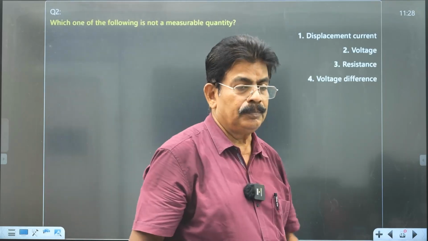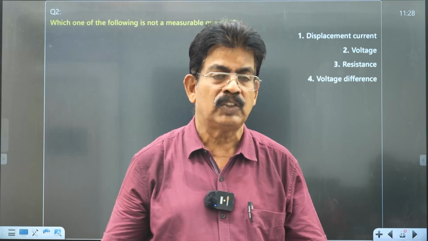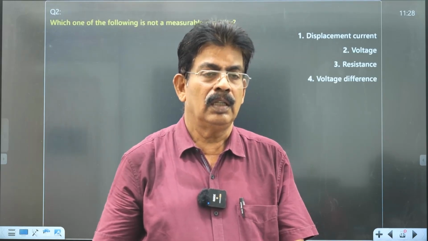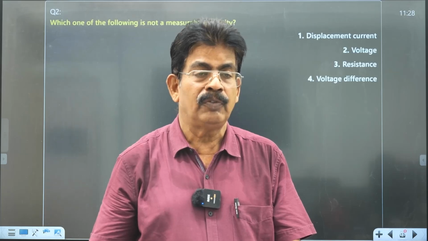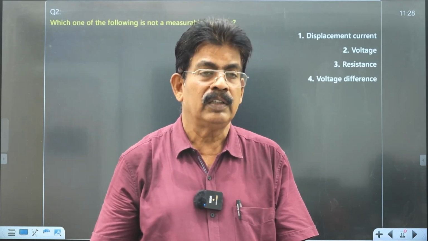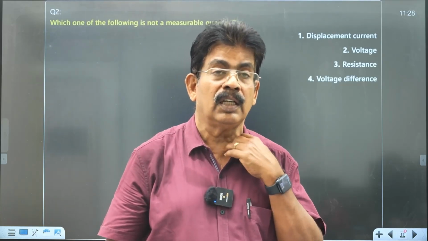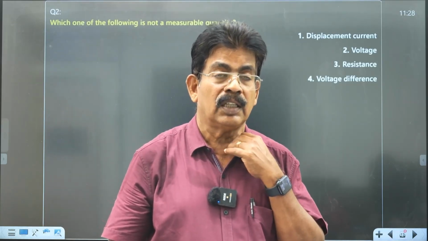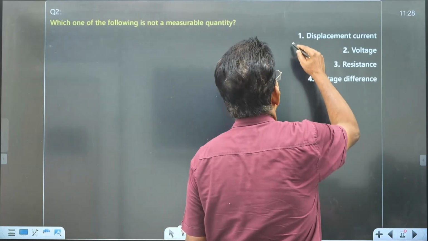Displacement current. In the case of capacitor charging, for displacement current we have the formula to calculate it, epsilon 0 into d phi by dt. We have the method to measure it. Also, it is equal to the conduction current. So if you measure the conduction current, you are in effect measuring displacement current, you can measure it.